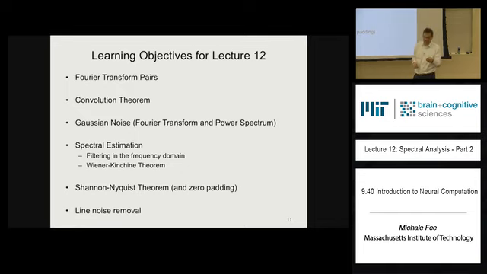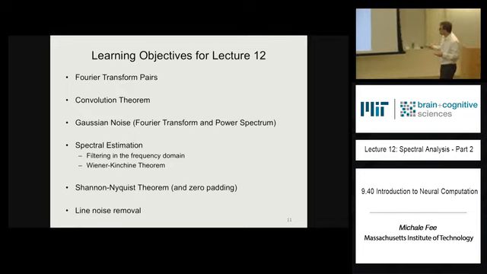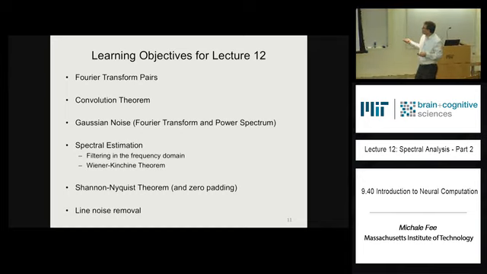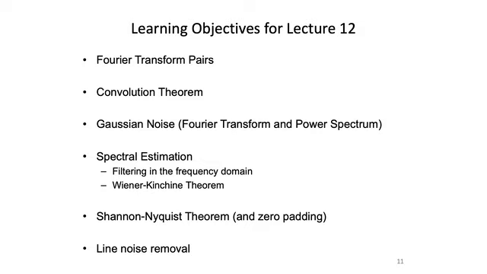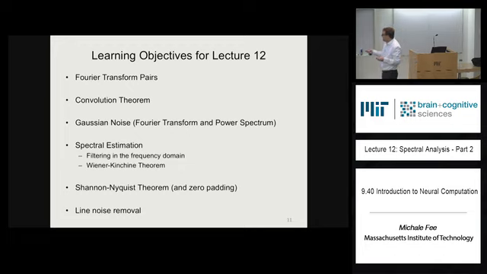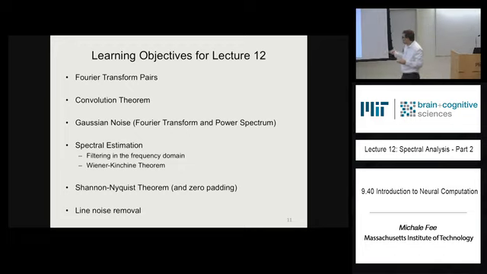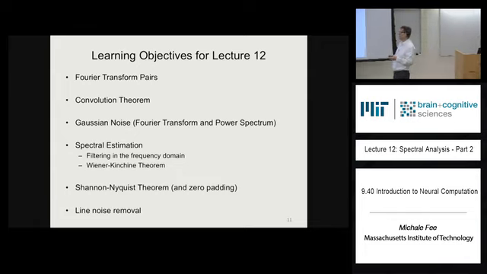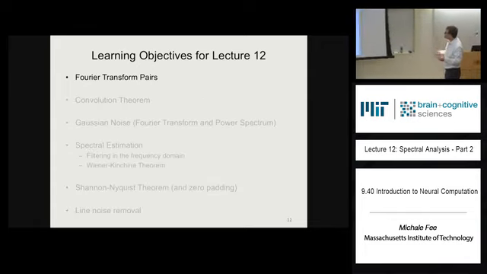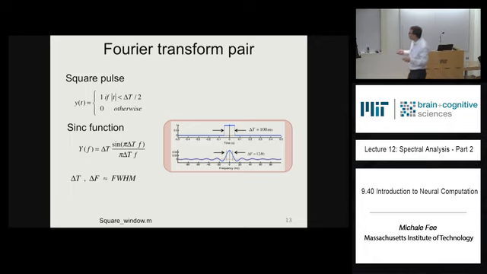All right? It's a very powerful theorem. We're going to talk about the Fourier transform of Gaussian noise and the power spectrum of Gaussian noise. We'll talk about how to do spectral estimation, and we'll end up on the Shannon-Nyquist theorem and zero padding. If there's time at the end, I'll talk about a little trick for removing line noise from signals. Okay, so let's start with Fourier transform pairs.